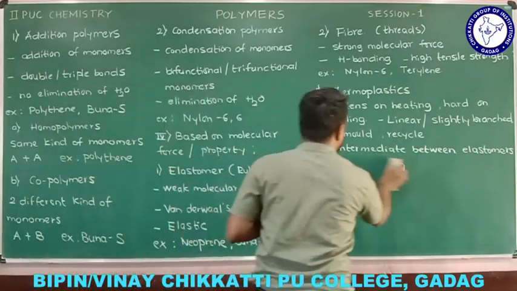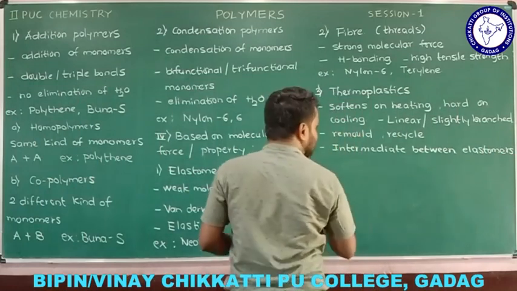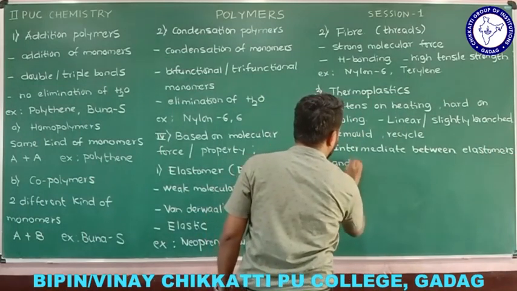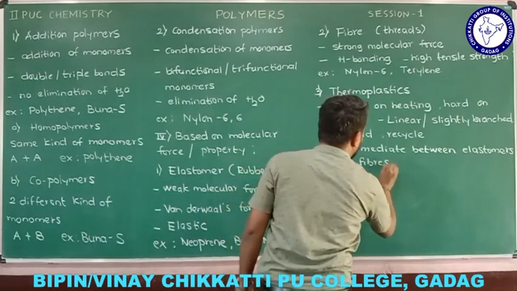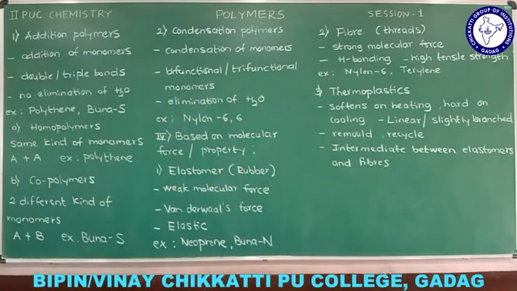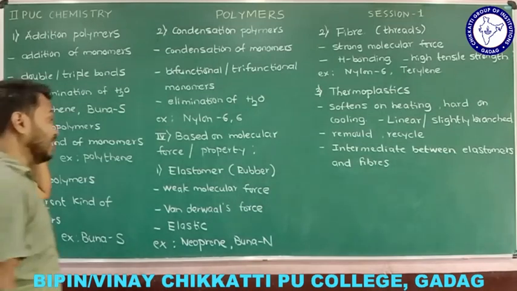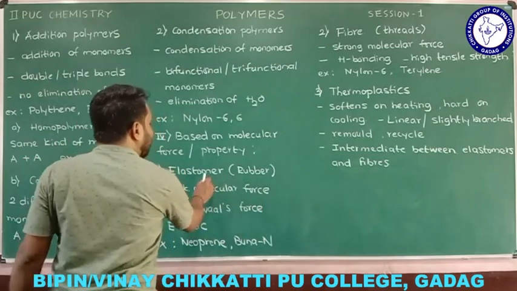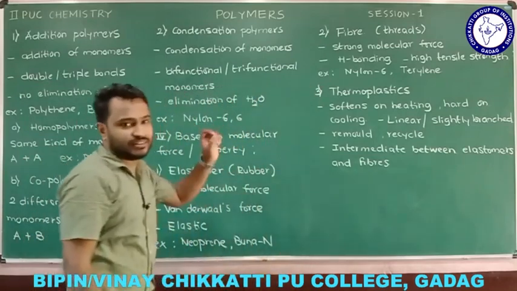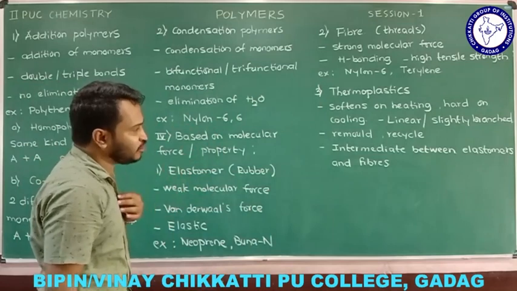The kind of force I have written is intermediate between elastomers and fibers. That is the main point related to thermoplastics here. So try to know, in case of elastomer we have a weak force of attraction, van der Waals force. In case of fiber we have a strong force of attraction, that will be hydrogen bonding. But if you consider thermoplastic as an example, the force of attraction will be intermediate between elastomer and fiber. This is the key point you try to know. That is the kind of force present in that one.